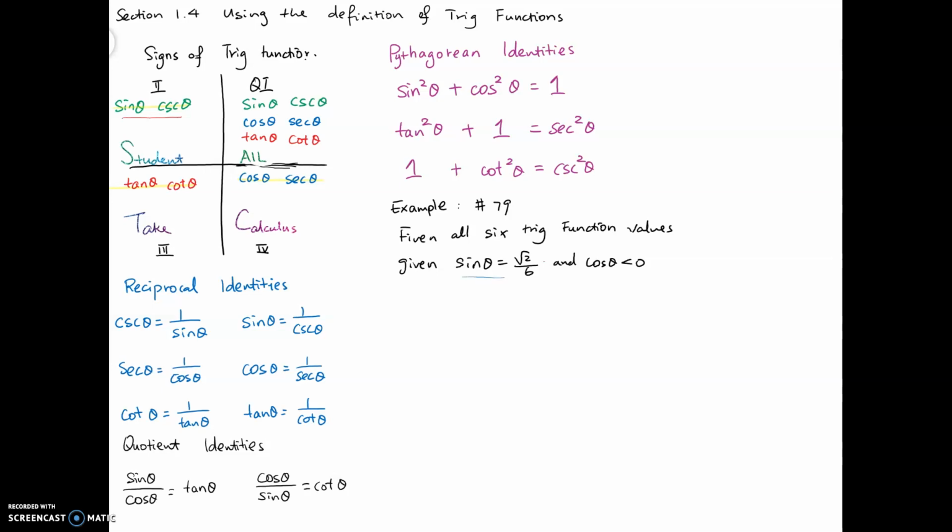So since we have sine theta equal to square root 2 over 6, from the Pythagorean identity we can use the first one, sine squared theta plus cosine squared theta equal to 1, to find cosine theta. So sine squared theta plus cosine squared theta equal to 1. Plug in sine theta, and then square the square root of 2 over 6. That is 2 over 36.